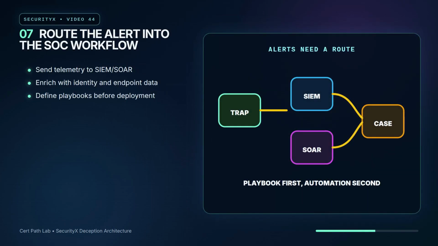Deception is only valuable if the alert lands in a workflow people trust. Route events into the SIEM or security data platform. Enrich them with identity, endpoint, network, and asset context. Decide when SOAR automation should contain a host, disable a credential, or simply open an investigation. The playbook must exist before the trap catches something important.